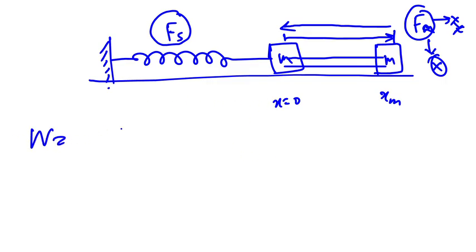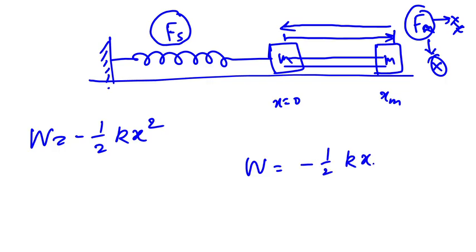Work done is 1 by 2 k x square minus n here. So if you want to check from here to here, this will be minus 1 by 2 k x m square. Okay. And from here to here means from xm to x0.